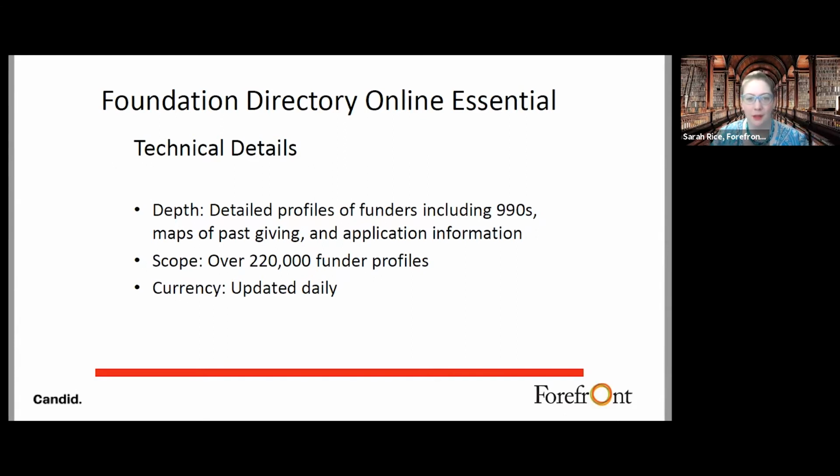So just a few bits of information about the database itself. A lot of these are things that it shares with the professional version, since they are drawing on the same bank of information. They include detailed profiles of funders that include 990s, maps of their past giving, frequently application or other kinds of mission information for the organization. There are hundreds of thousands of profiles in there. It is updated on an ongoing basis.